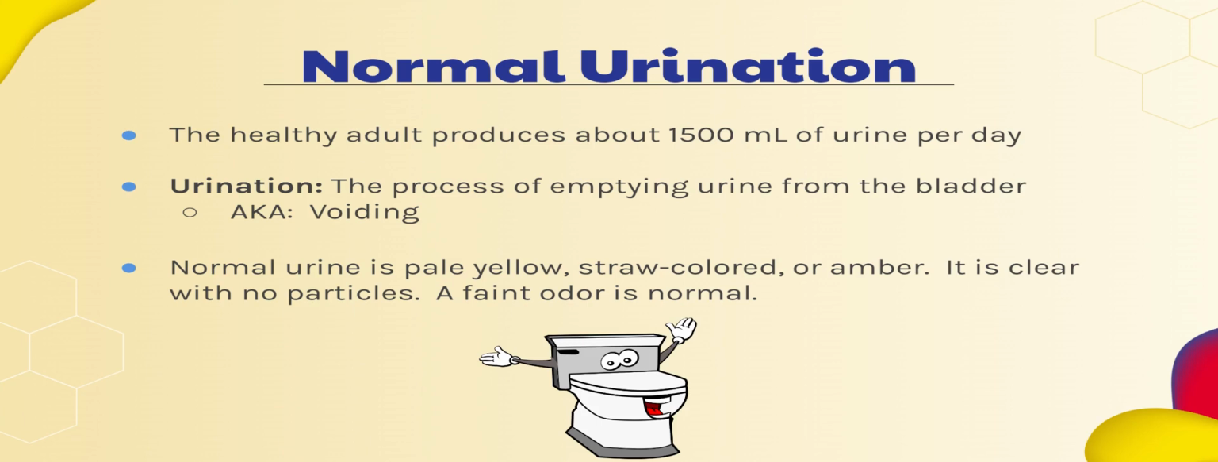Normal urine is pale yellow, straw-colored, or amber. It is clear with no particles. A faint odor is normal. Red food dyes, beets, blackberries, and rhubarb cause red-colored urine. Brown urine may signal a liver disorder. Certain medications can change urine color. If urine is dark yellow to amber, it indicates dehydration. Cloudy urine can indicate infection.